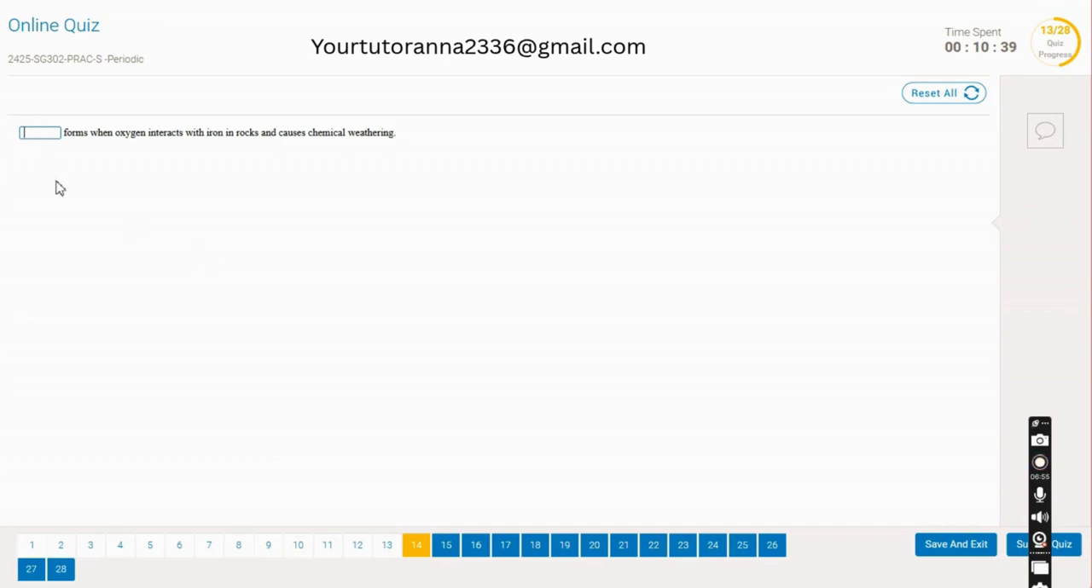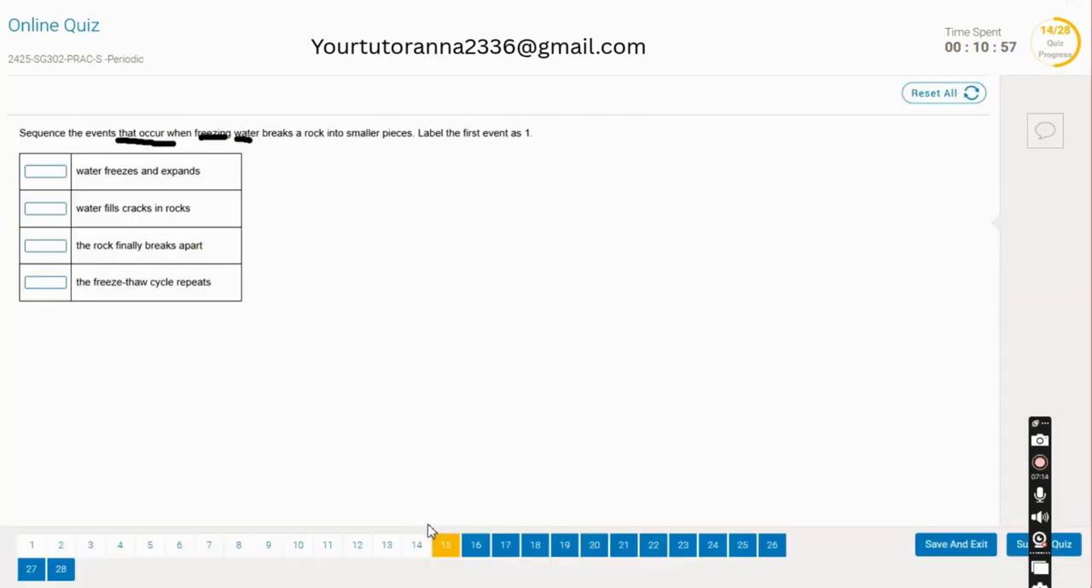The next one: blank forms when oxygen interacts with iron in rocks, causing chemical weathering. Now keep in mind, we only studied the gas oxygen. It's interacting with the iron in the rock and causes chemical weathering. So what's forming? Rust. It's the same thing that forms also in bicycles when there's oxygen and water, that orangish material. You'll see the picture in the book as well.